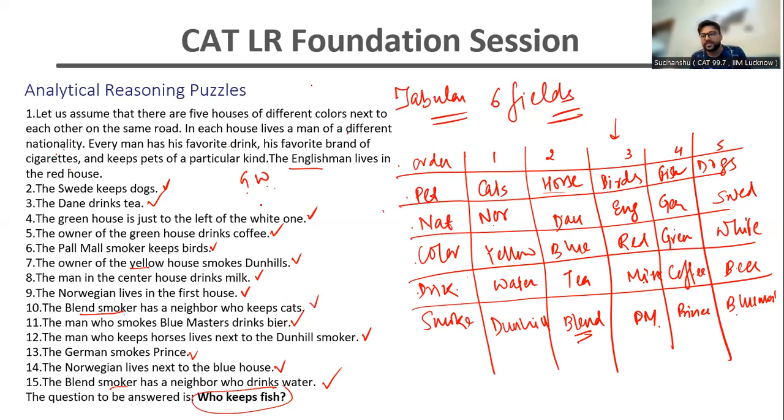Such a beautiful puzzle. I hope you enjoyed this. Very, very interesting. A lot of fields here, 6 fields. Mostly you will get fewer in CAT. Generally in CAT, you will see 3, 4, max 5. 6 is something, I was just showing off. Just kidding. I was trying to show you how we can solve a problem like this.